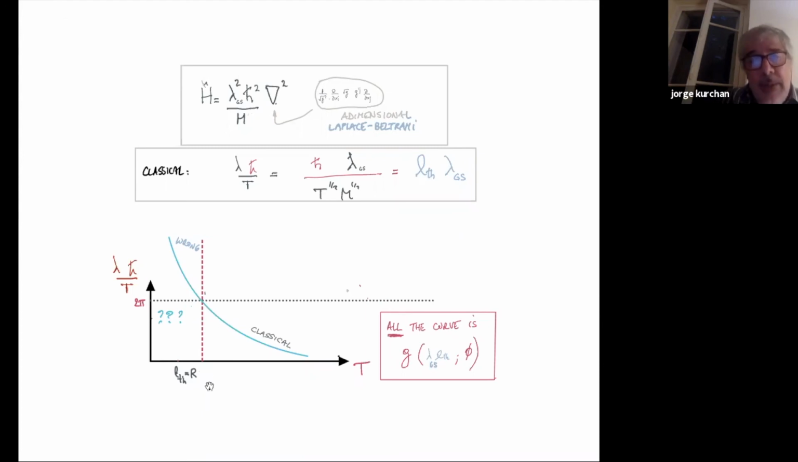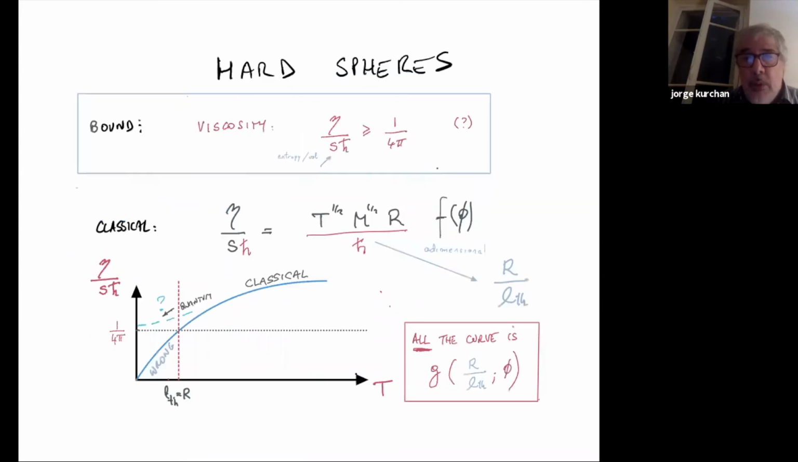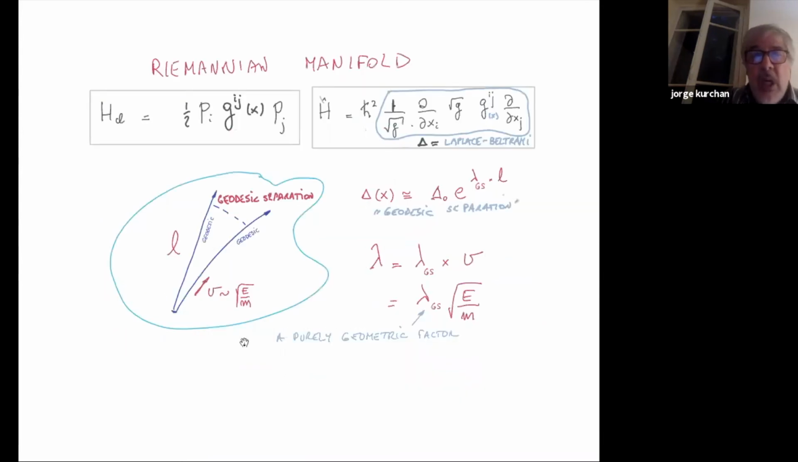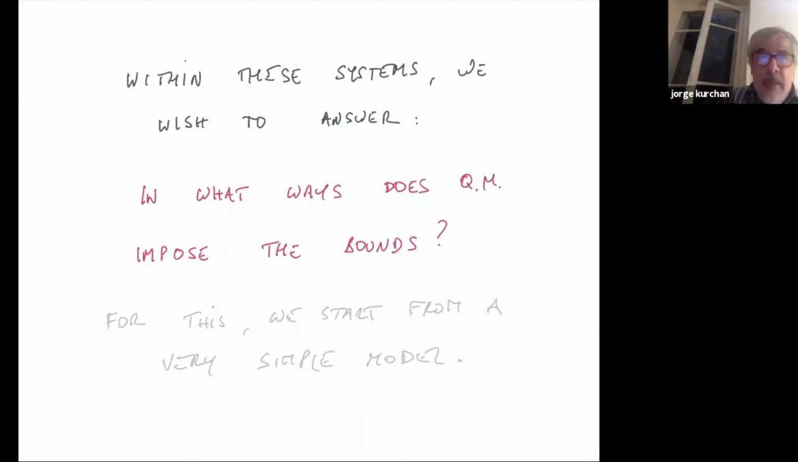So I have to say this law was verified very nicely by Roderick, Schubro, and Thomas for their model. Although, as far as I can see, it is not 100% a situation on a Riemannian surface, because theirs is more like a phase space, but maybe it doesn't matter. So classically, we are forced to admit that this violates a bound, and it violates it at that point. So within these systems, it's a nice place to answer.